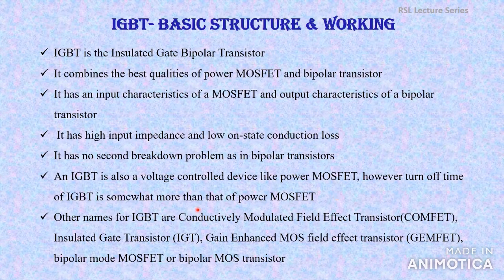IGBTs have other names like conductively modulated field effect transistor COMFET, insulated gate transistor IGT, gain enhanced MOS field effect transistor GEMFET, bipolar mode MOSFET or bipolar MOS transistor.